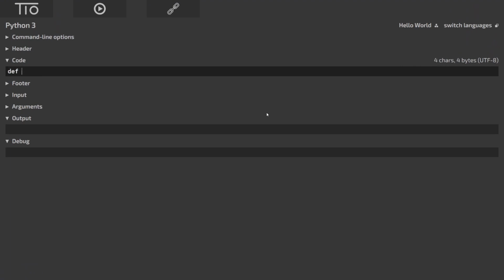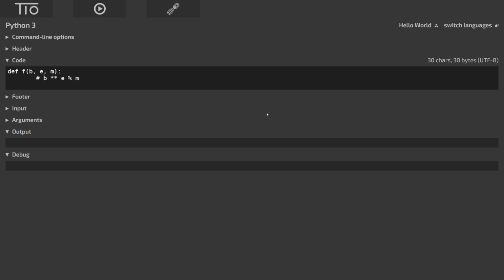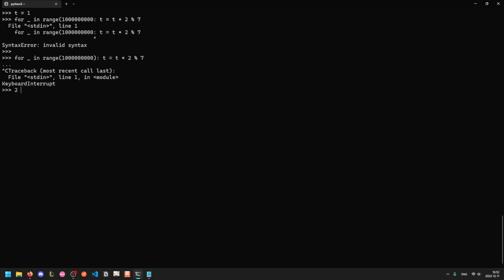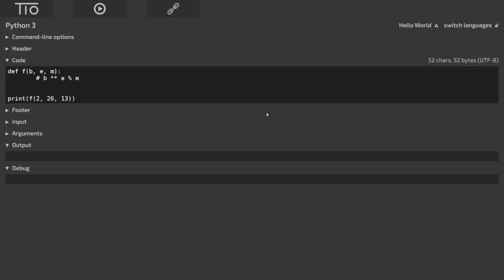Let's define a function that takes a base, an exponent, and a modulus, and computes b to the power of the exponent mod m. And so just as a sanity check, 2 to the power of 20 mod 13 is equal to 9. So f of 2, 20, 13 should be equal to 9. So how do we calculate this? Well, we want to convert it into its binary representation and then multiply by the appropriate numbers, right?